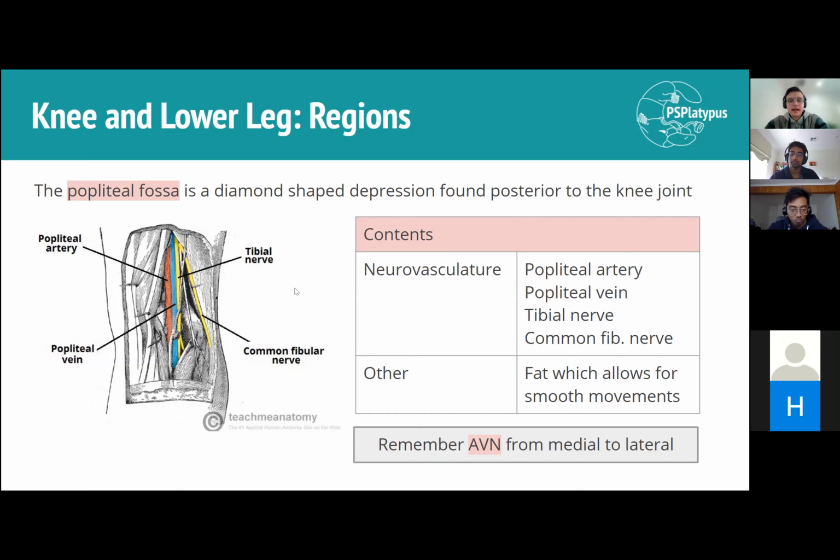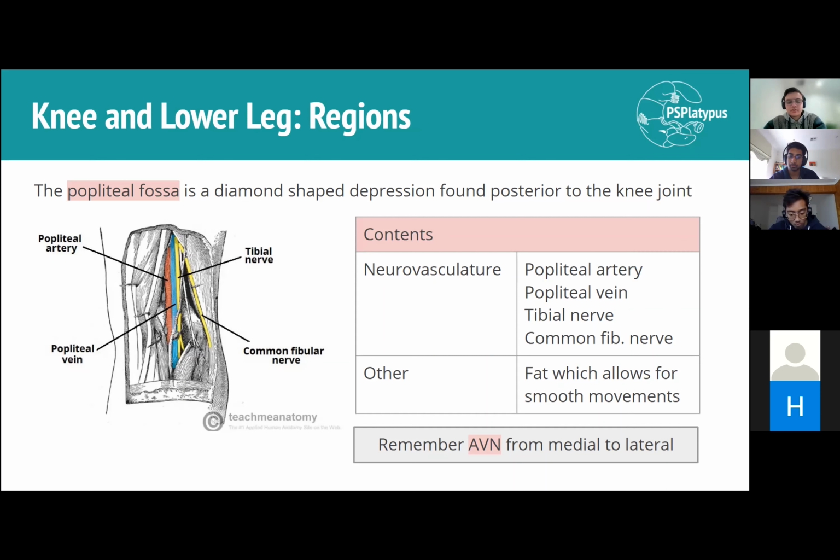Some other things you might have is a bit of fat, and that will just allow for better movement of the knee joint. And also just to make sure that all these structures don't compress each other, because that may cause structures distal to this popliteal fossa to lose their blood supply, which is obviously not good.